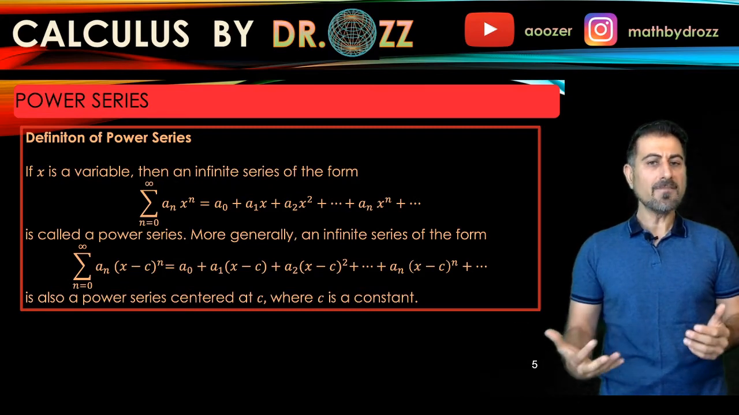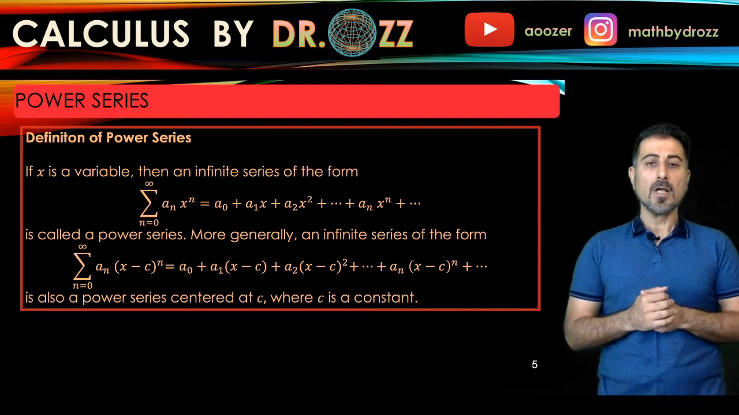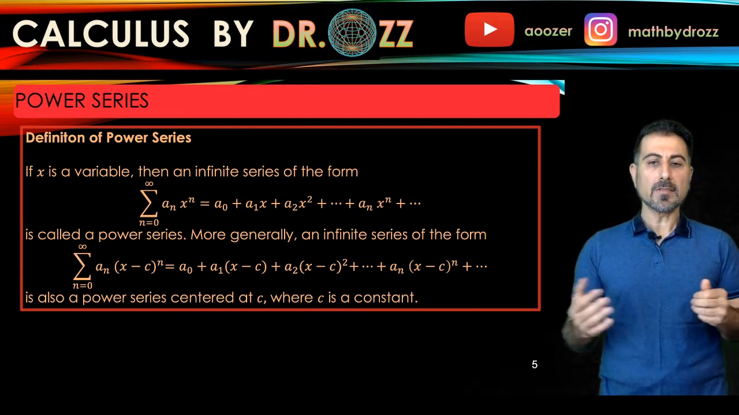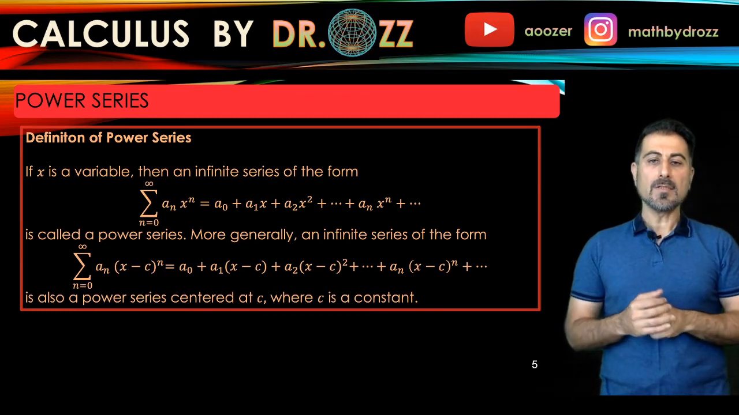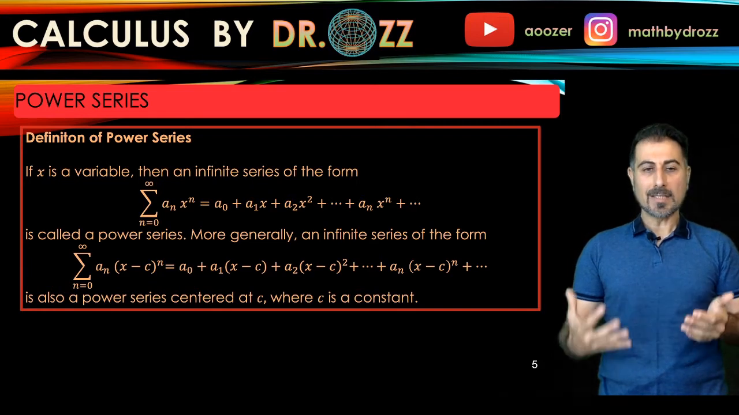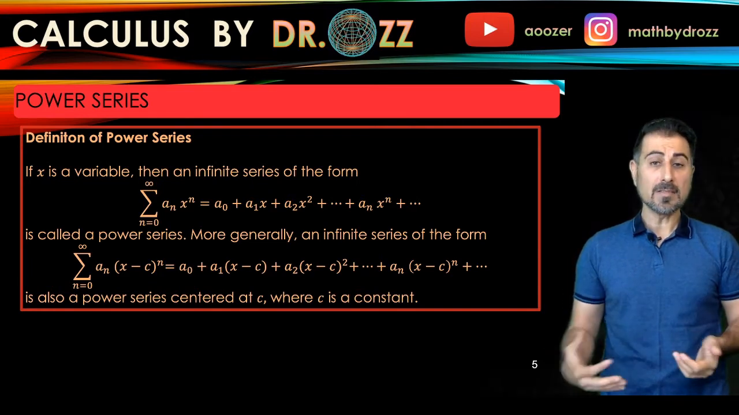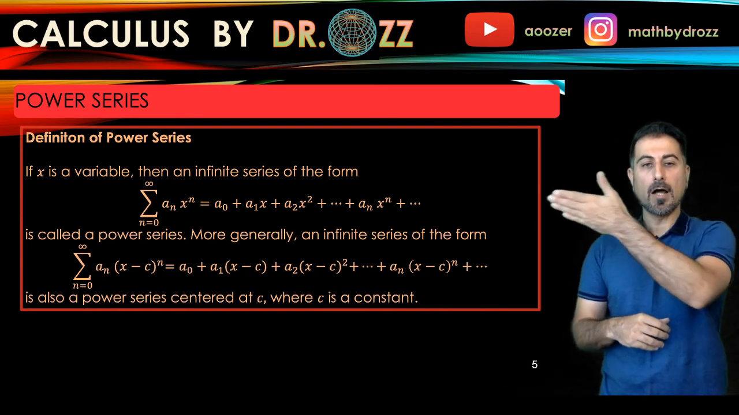You can take this as a function because it's a polynomial function, and if you have an infinite series of the form a n times x minus c to the power of n, that means this power series is centered at c, and c is a constant, and c may be non-zero. If c is 0, you go back to the very first form right here.